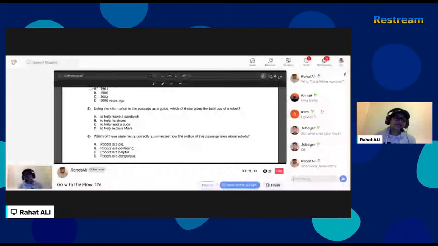So robot to help make a sandwich, number A. Number B, to help tie shoes. Number C, to help read a book. Number D, to help explore Mars. You see, exploring Mars would be the best application for robots in the future.